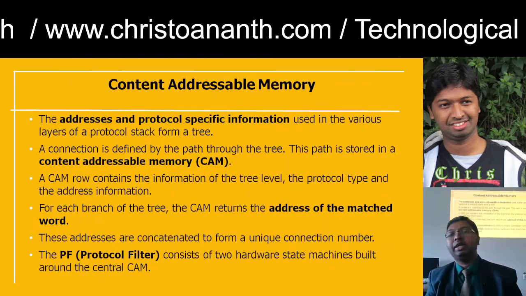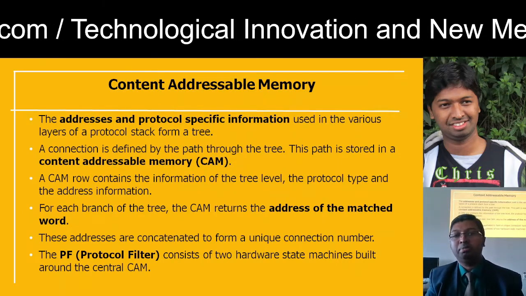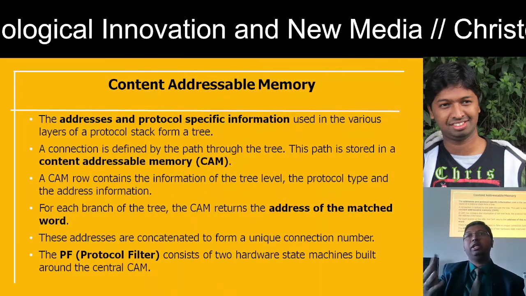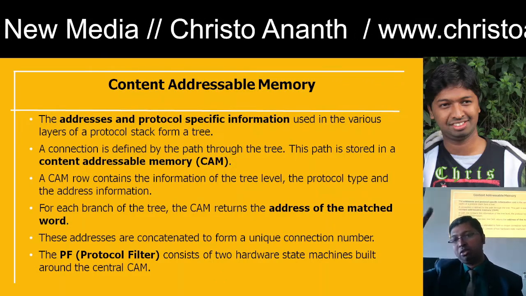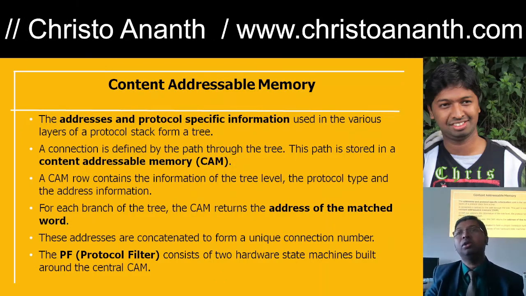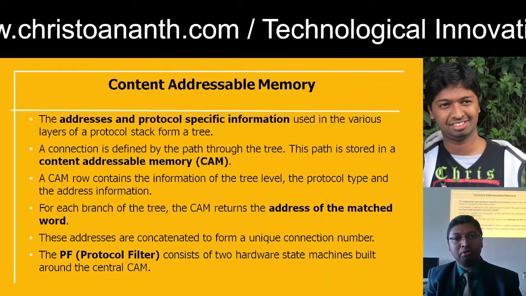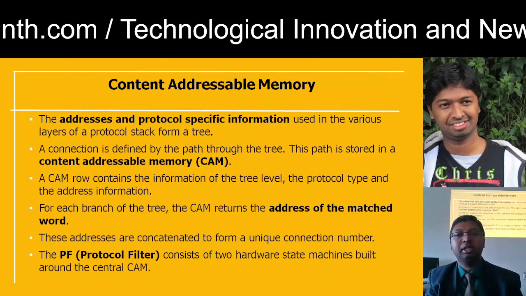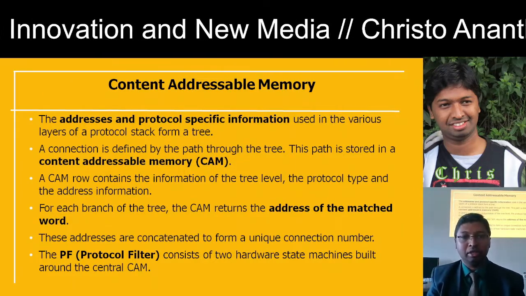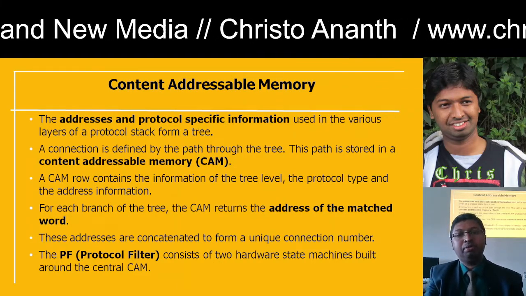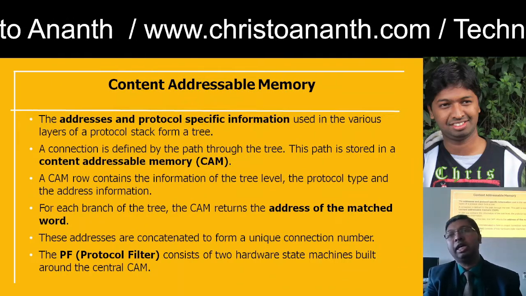Here you have CAM, content addressable memory. So connection will be defined by the path. So from the path only comes this content addressable memory. CAM row will be having this information about the entire tree structure, the protocol type that it is using, also the information about this address. So for each branch of the tree, CAM would be returning the address of the matched word. So what is matched will then be returned. So PF will be having two hardware state machines built across this content addressable memory.